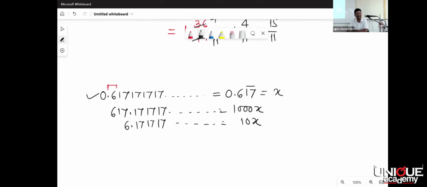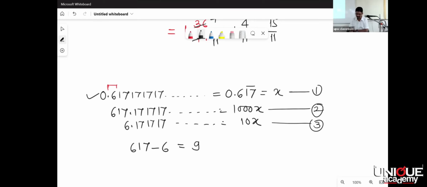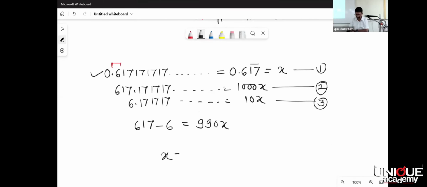So this is the first equation, this is the second one, and this is the third. Subtracting the third relation from the second one, what happens? 0.171717 recurring being the same in both will be cancelled. So what is remaining there? 617 minus 6. No doubt we can do the subtraction, but right now, from the shortcut point of view, I have put it as it is. So 617 minus 6 is equal to, in the RHS, what do we have to write? 990x. So x is equal to (617 minus 6) upon 990. Is it clear to all of you? That x is nothing but what we are assuming for the given expression.